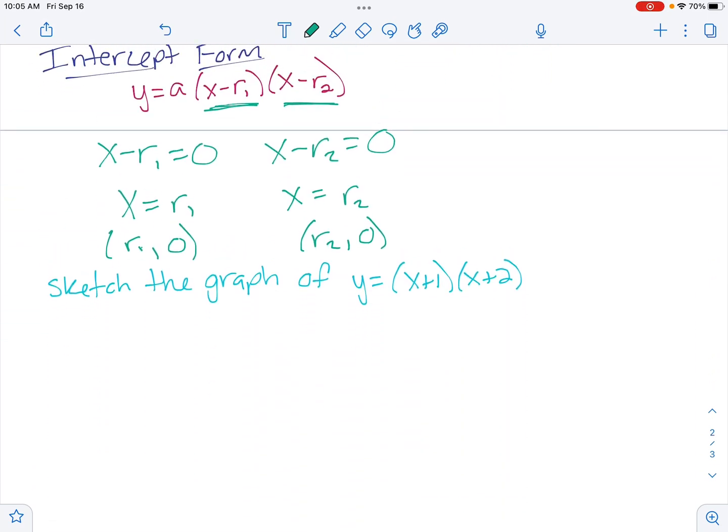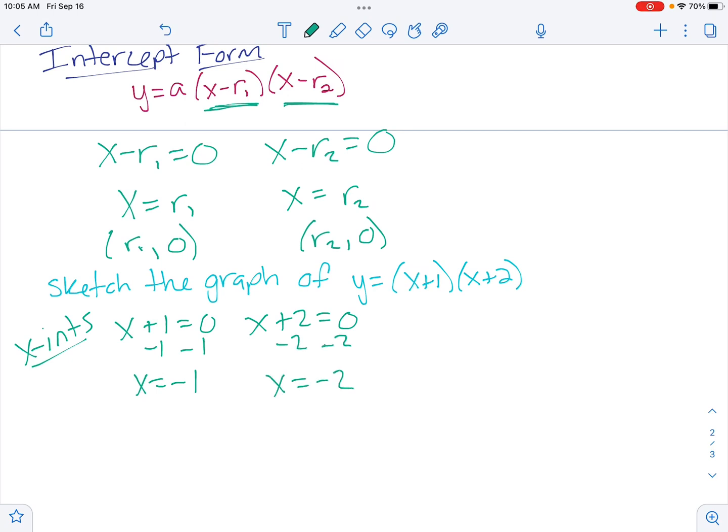Okay, so let's try one. So down here, sketch the graph. So I have x plus 1 and x plus 2. So I'm going to take each of those to find my x-ints first. Set them equal to 0. And solve. Minus 1. And then minus 2. Remember, these are x-intercepts, which means we have them on the x-axis. So our y value is 0. So we can go ahead and sketch those two.